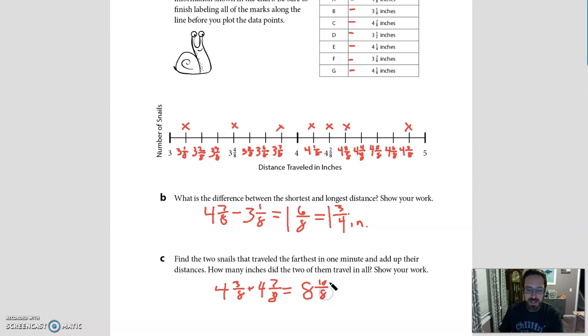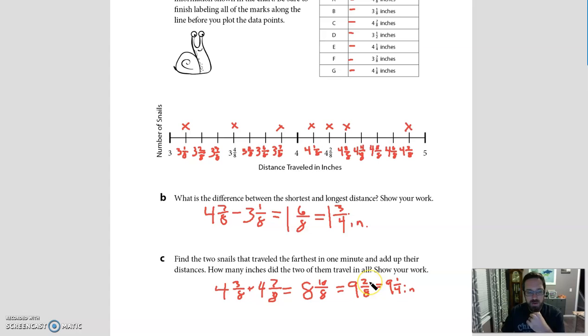10/8. Well, 10/8, when your numerator or top number is greater than your denominator or bottom number, that's an improper fraction. So I can get another 8 out of 10, which means I'll add another whole. So that would be 9. And then if I take 8 out of 10, I would be left with 2/8. Or they're both even, and I can simplify them, 9 and 1/4 inches that they traveled together.